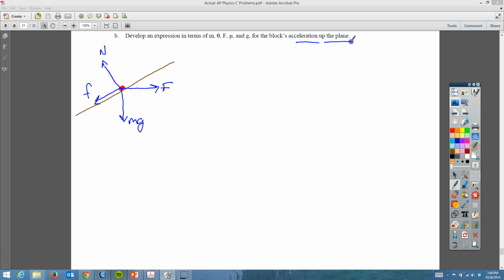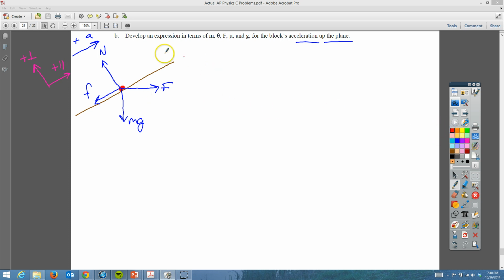Because it is accelerating up the plane, we want to make this direction positive, and this is our acceleration. If we wanted to add some sort of axes, we're going to say that this is positive perpendicular and that this direction is positive parallel. Those will be really important.